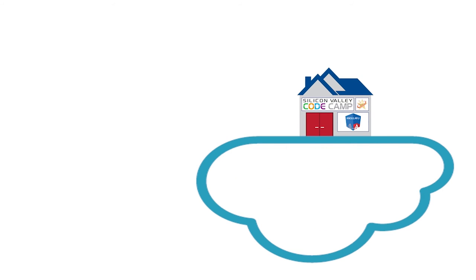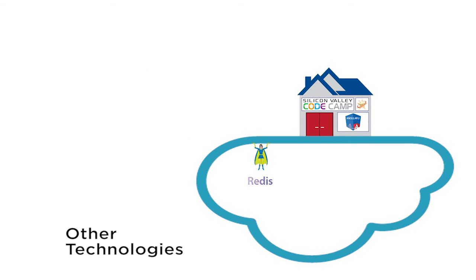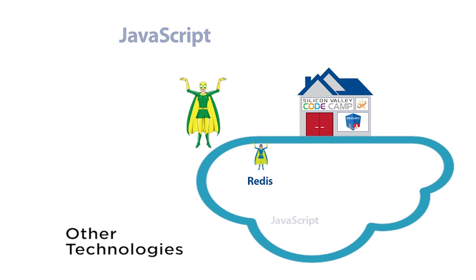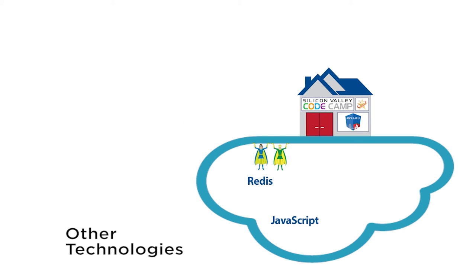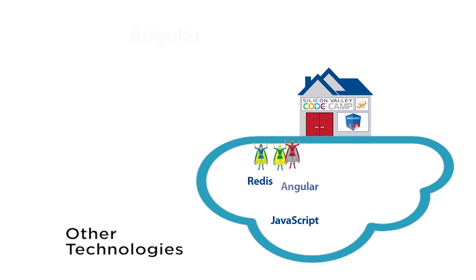On the non-Microsoft-based technology side, you will learn how to build your own data caching layer that works with standard server memory, as well as the highly scalable open source caching project Redis. Using JavaScript, you will learn how to professionally build a single page app using AngularJS, the most popular single page app, or SPA, framework out there.